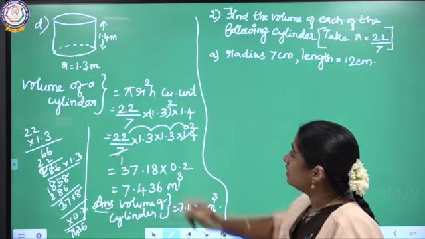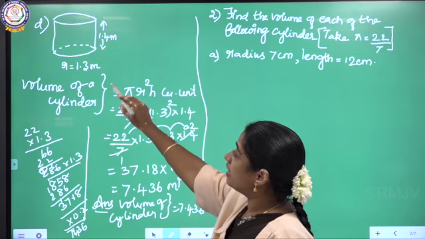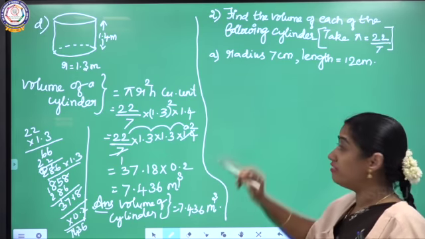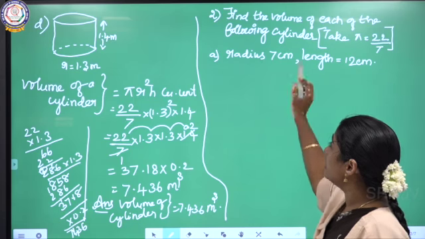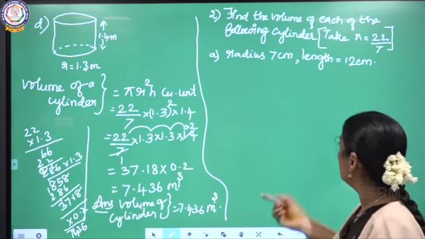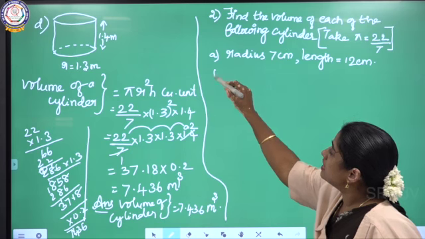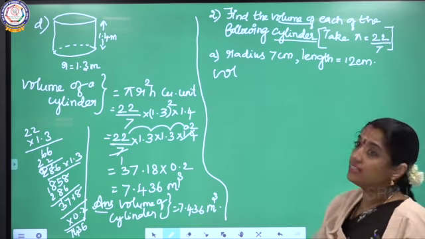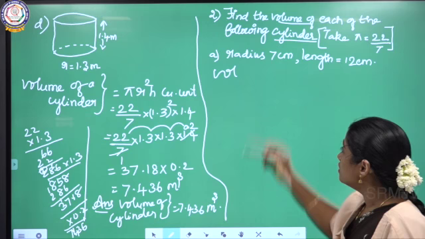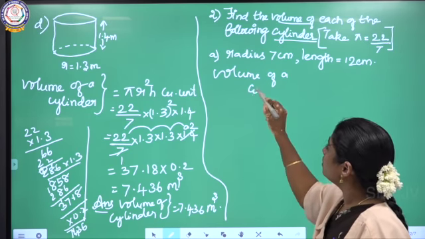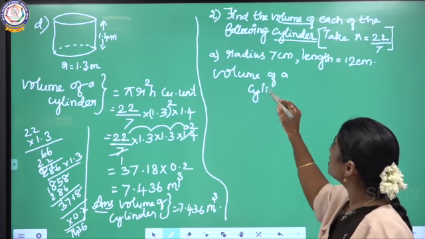Same thing. Here a figure is given and the radius and the height are written. But without a figure, they are just mentioned here: radius 7 centimeter and length 12 centimeter. Now listen children, write the same thing, what I am going to find out. The volume of the cylinder I am going to find out. So volume of a cylinder is equal to, just apply the formula here. What is the formula?